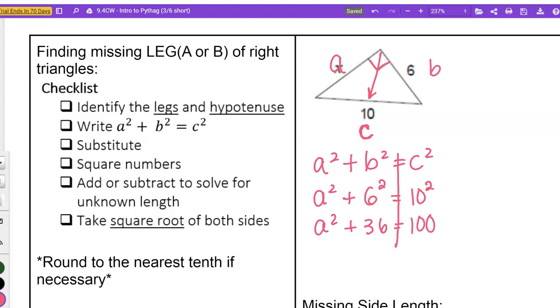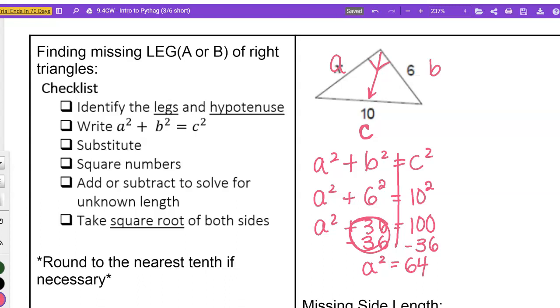Now, you should see that this is simply solving equations at this point. So I'm trying to get A on its own. Right now, this positive 36 is in the way. So I'm going to minus 36 to zero it off of this side and move it to the other. So I'm going to be left with A squared equals 64.